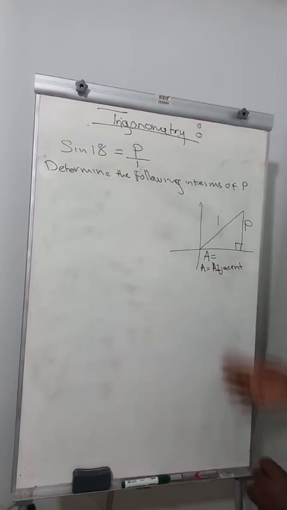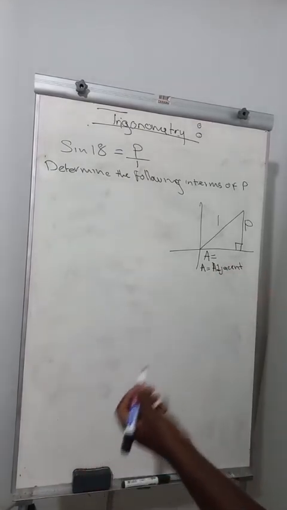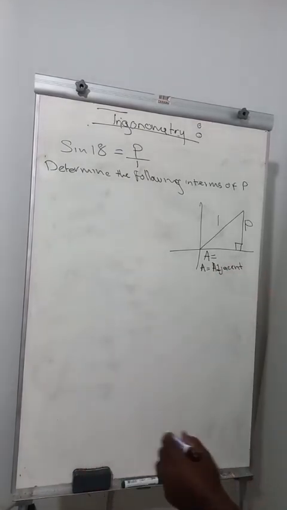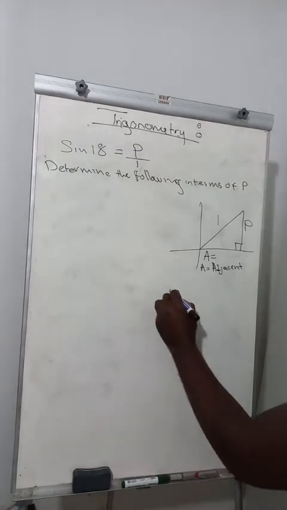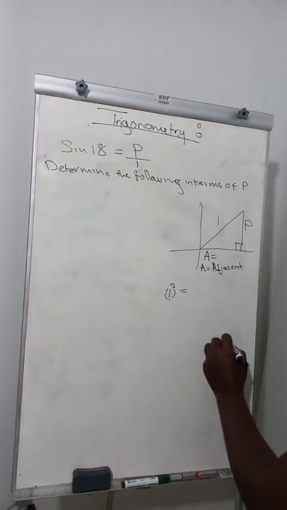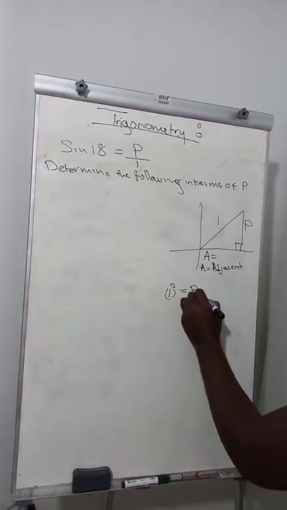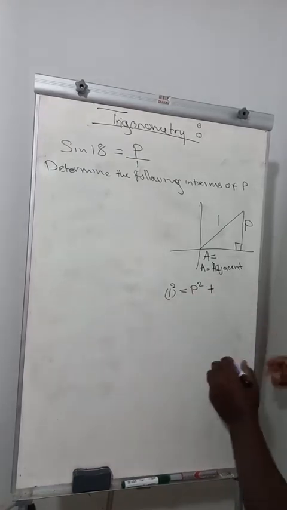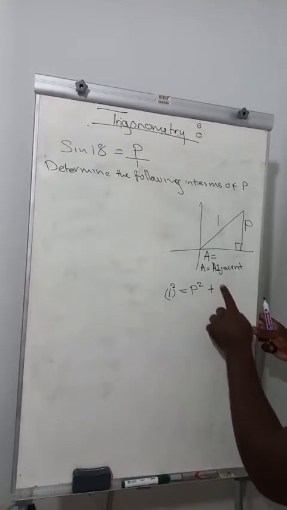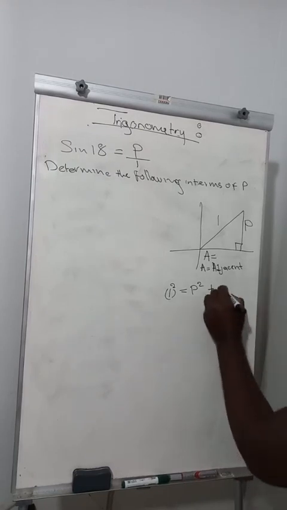So now, determining the adjacent just means what? You use the theorem of Pythagoras. So again, you will have 1 squared is equal to p squared plus a squared.